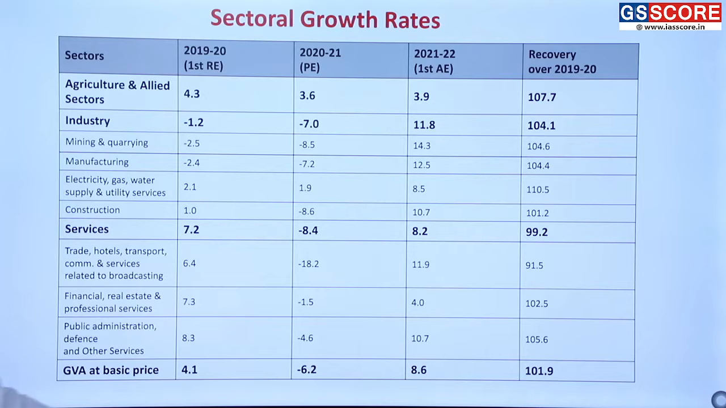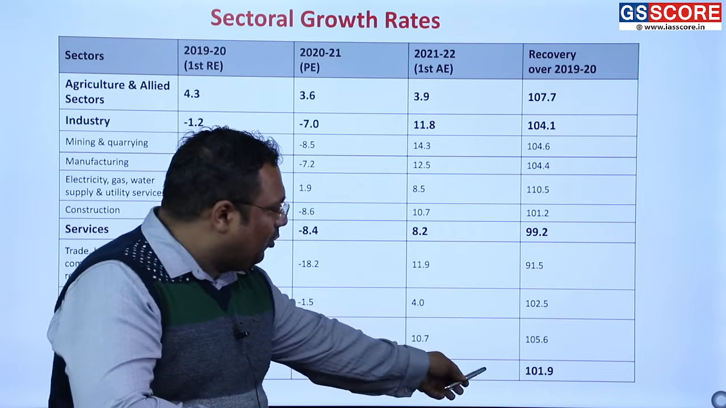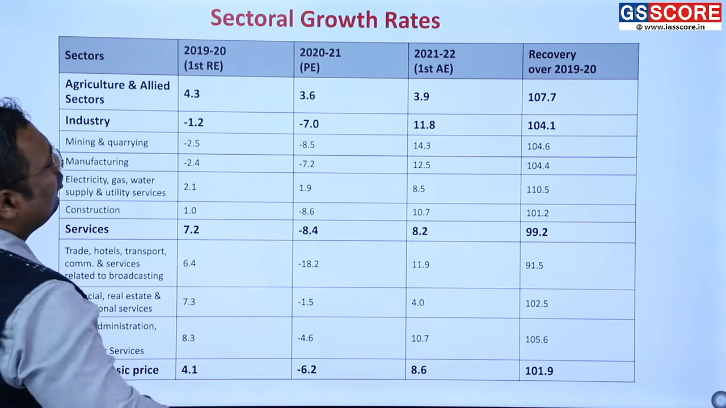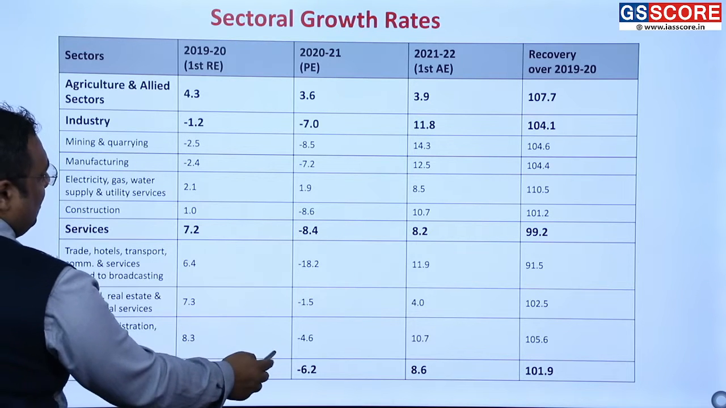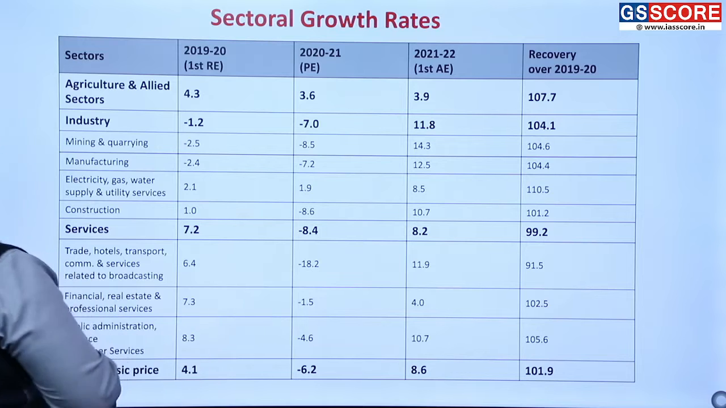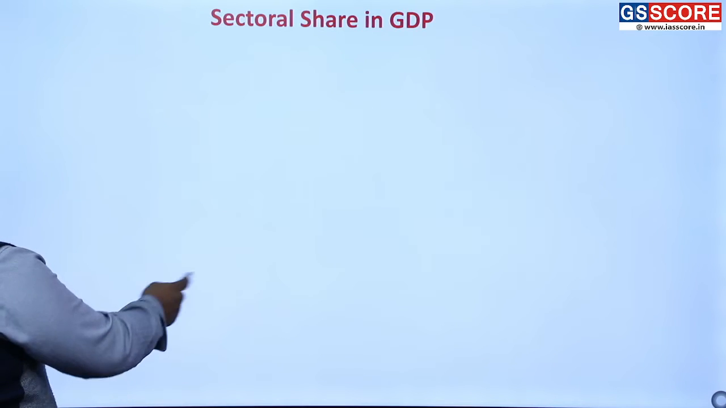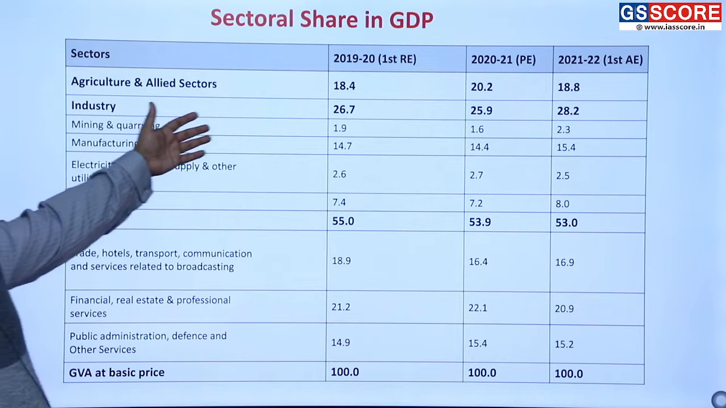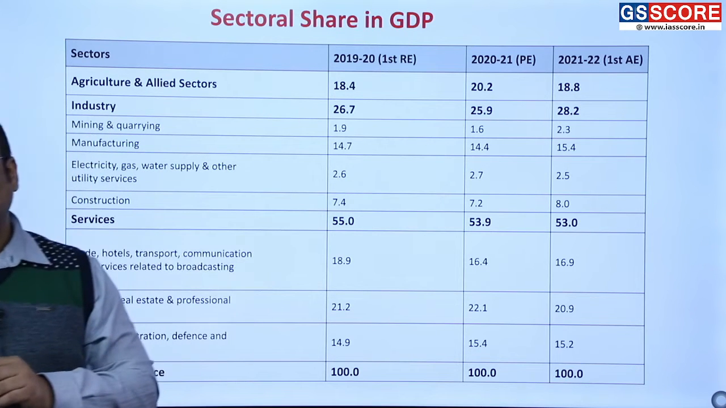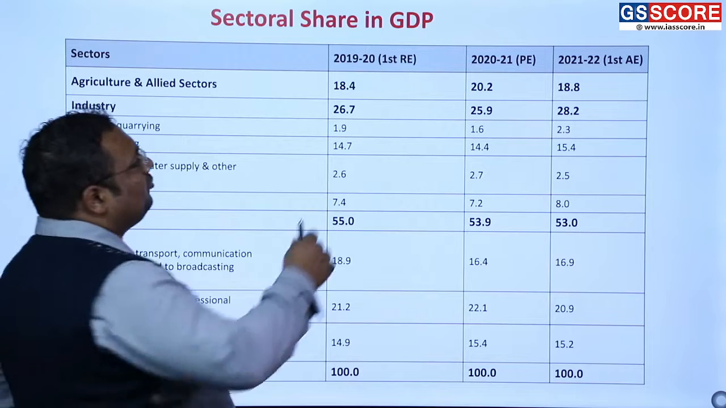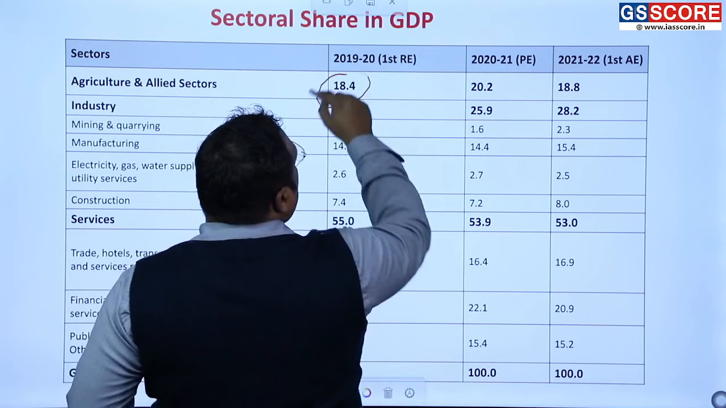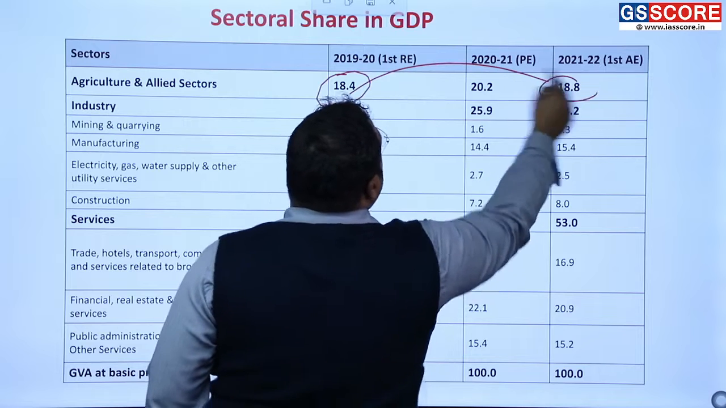So we can see here our GDP, or our production level, is now higher than what it was in 2019. And this is a good recovery given the situation. This is natural now. Since agriculture has performed well throughout this period, its share in the GDP has increased, from 18.4% to 18.8%.